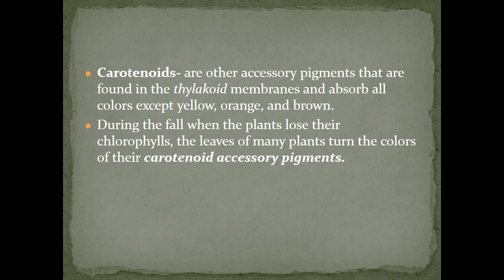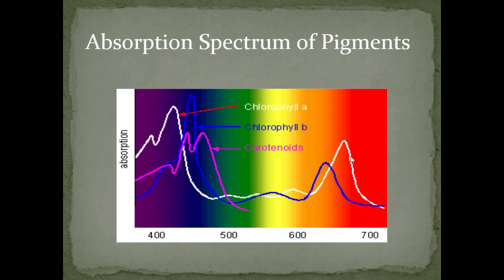Carotenoids are other accessory pigments that are found in thylakoid membranes. They absorb colors except for yellow, orange, brown, just as an accessory pigment. So this is what you see if you are given this particular diagram. You should be able to pick out what exactly their absorption is.